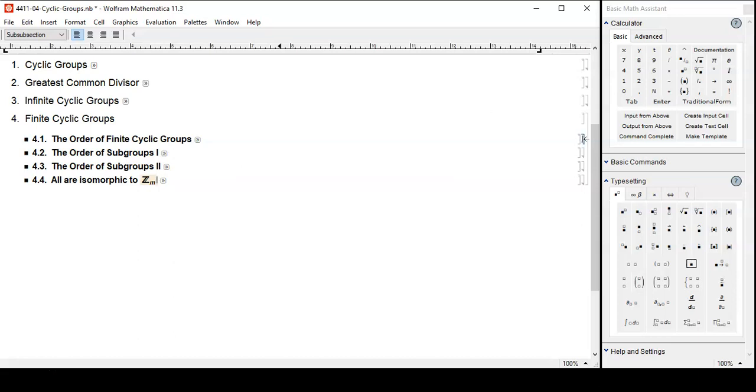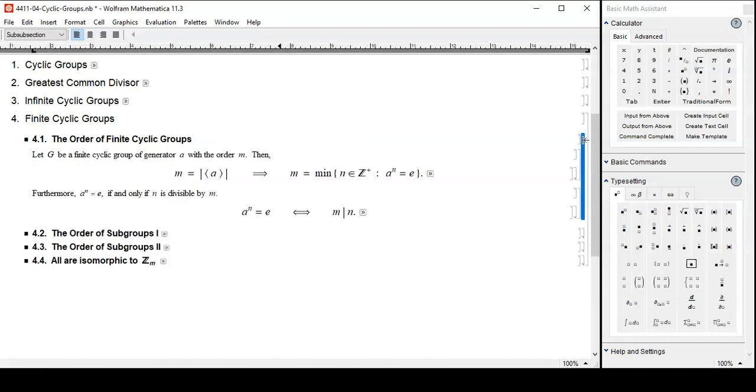So let's begin. Let's begin from 4.1. Let's begin with a cyclic group with generator a with a finite order m. Then we claim that this order is the very same formula we saw before in 3.1: the smallest positive integer n so that a to the nth power is e. And of course, we'll have to establish that this is a non-empty subset of Z plus, which is well ordered, so the minimum is well defined, and consequently, we can define m.